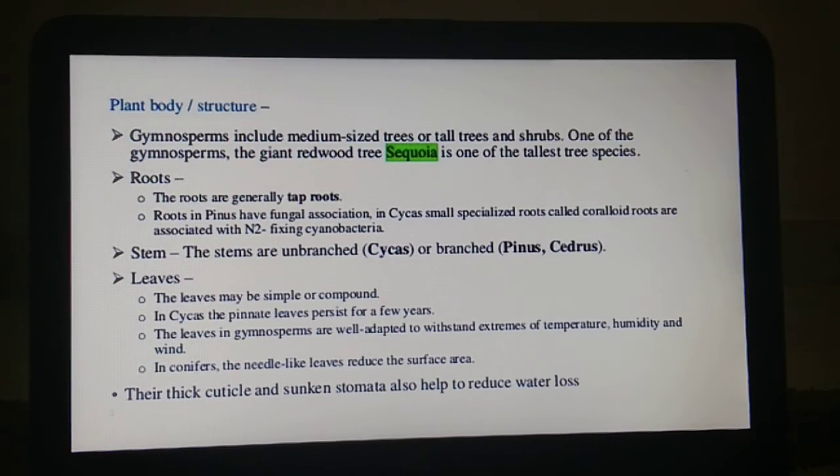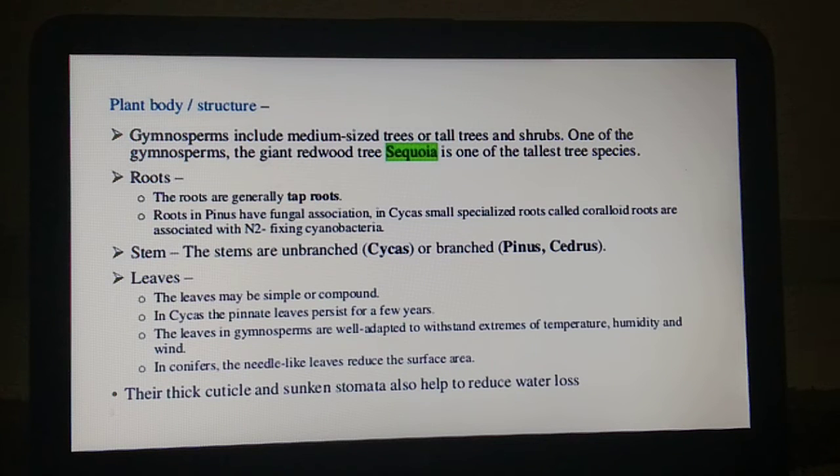They are naked basically. Now talking about their plant body and structure, students. Gymnosperms include medium-sized trees, tall trees and shrubs. One of the gymnosperms, the giant redwood tree Sequoia, is one of the tallest tree species. Talking about their roots, the roots are generally tap roots, and roots in Pinus have fungal association. In Cycas, small specialized roots called coralloid roots are associated with nitrogen-fixing cyanobacteria. So this is basically an association.